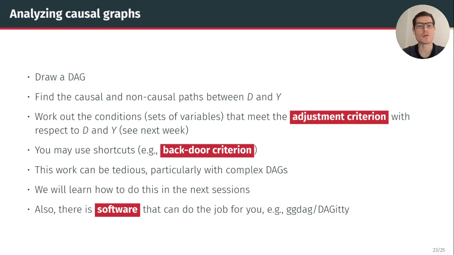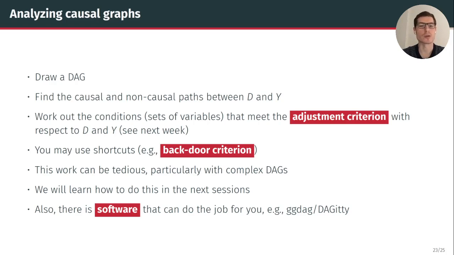Now, once you've identified those paths, you then work out the conditions or the set of variables that meet the so-called adjustment criterion with respect to D and Y. Again, more on that next week. So the idea is, what should I control for or take care of to adjust my procedure, adjust my model in a way that allows me to do causal inference with regards to the relationship between D and Y. As we will learn, there might be shortcuts.